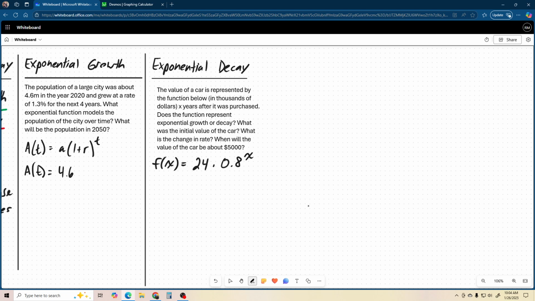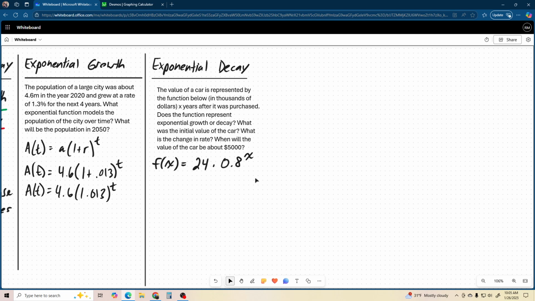So 4.6 million times 1 plus 1.3%, and 1.3% is the same as 0.013, and then all of that to the t. So we can just add these together, and what we'll get is A of t equals 4.6 times 1.013 to the t. Okay, so this is our rate. We don't know the final total because it is going to be based on how many years in the future we're looking.